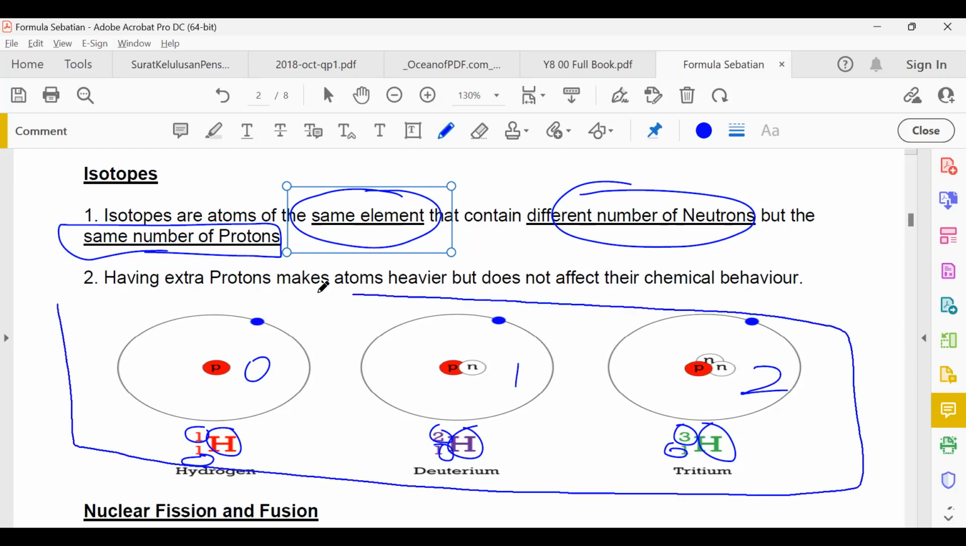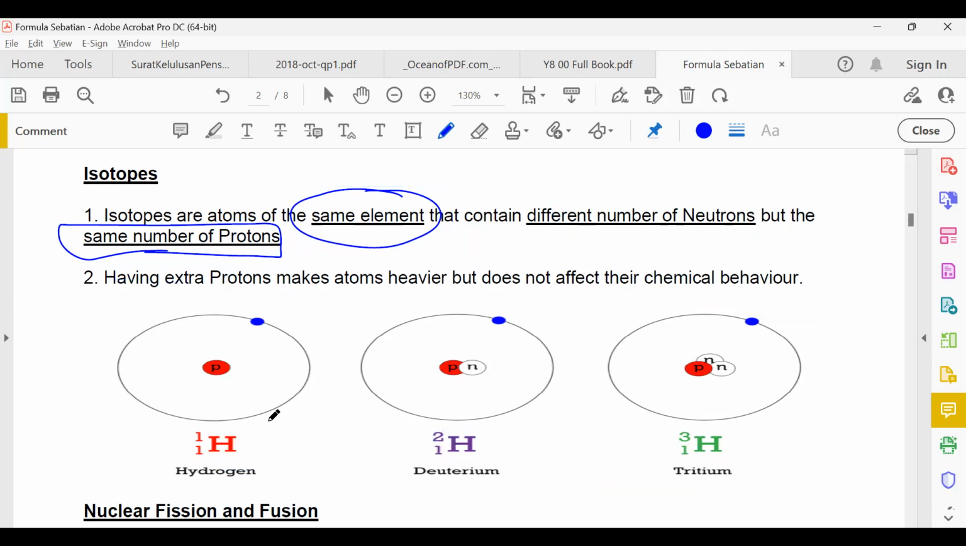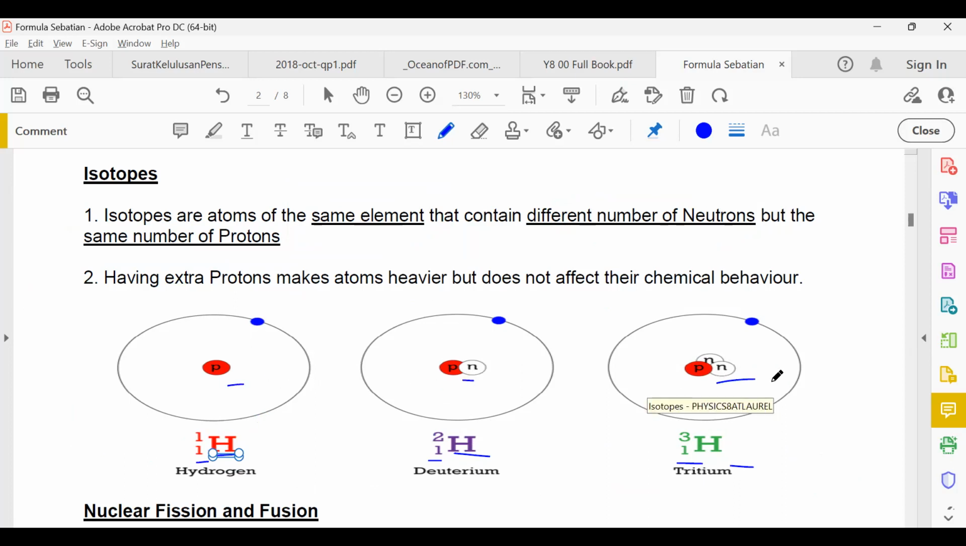All these are all still hydrogen, right? But there are different variations of hydrogen, right? You know, like Chinese, Malay, and Indian, all of them are still human, right? So these are what I call isotopes, okay? Same element, same proton number, different neutron number. Okay. In your exam, you know what they'll ask you?